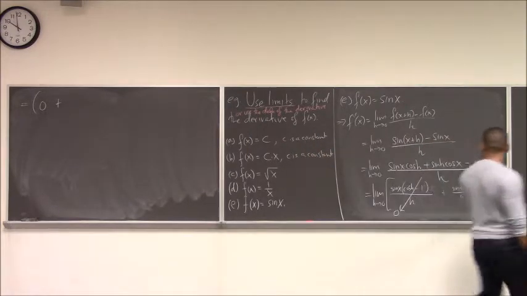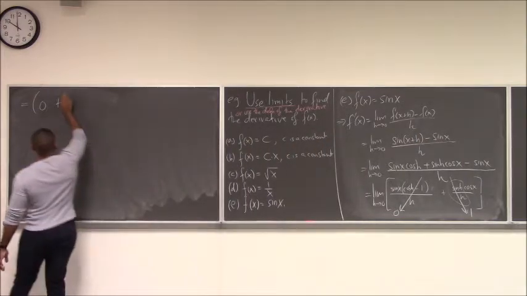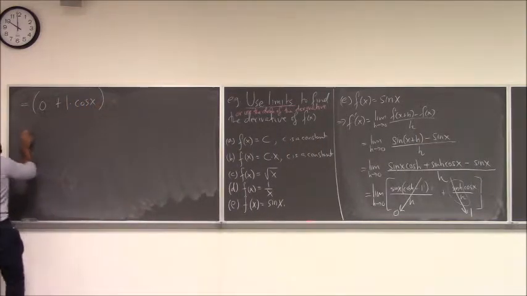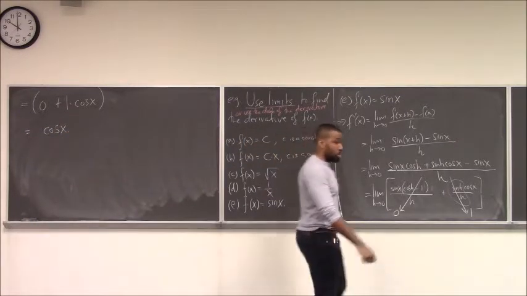What about this guy? Is it just cosine x? It's just cosine x, how do you know? Just sine h over h. Because we have that sine h over h. As h approaches 0, that's also a special trig limit, so that's just 1. So we have 1 times cosine here. Therefore, we get cosine of x is the answer. The derivative of the sine function is the cosine function.